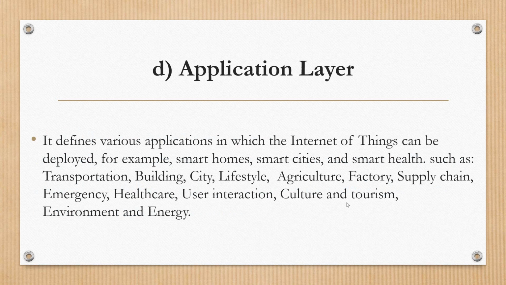Lastly, we have the application layer, which defines different applications where the IoT can be applied. Some of these applications include smart home, smart city, smart health, smart transport, smart agriculture, smart healthcare, and so on, smart energy. And lastly, this layer provides the services to end users.